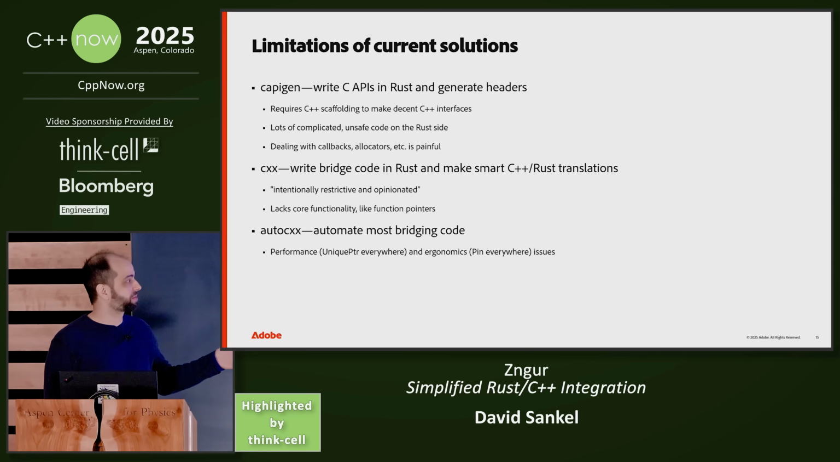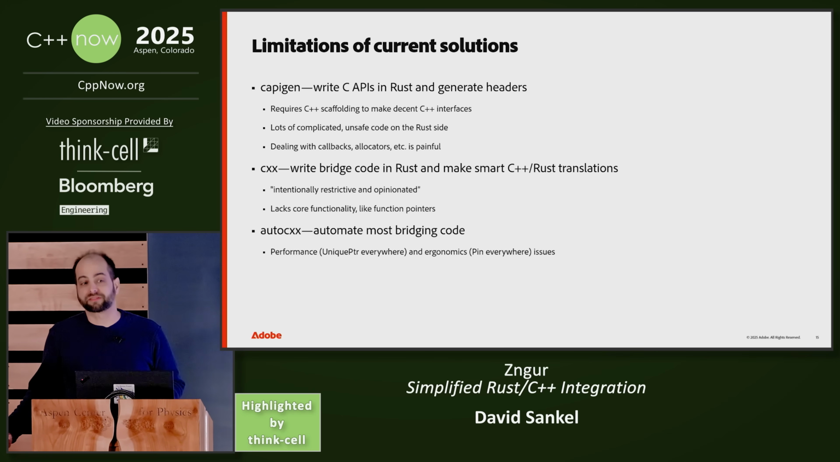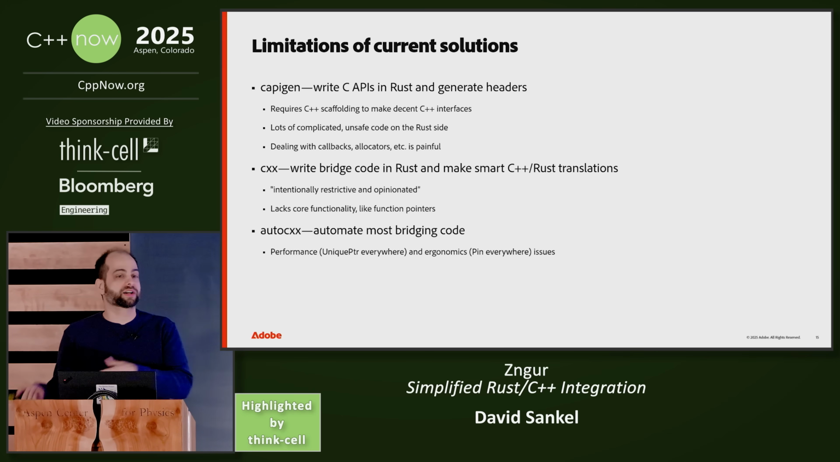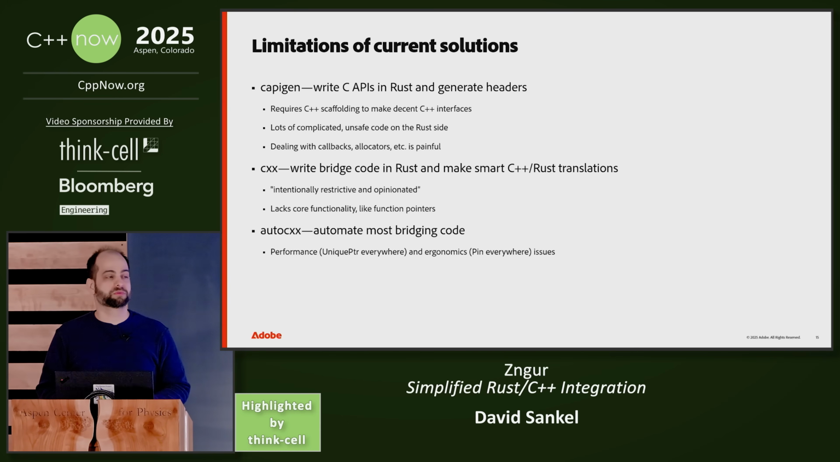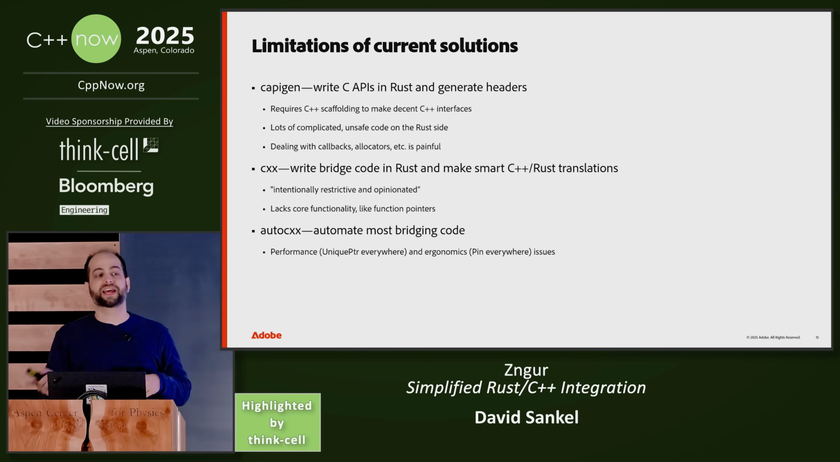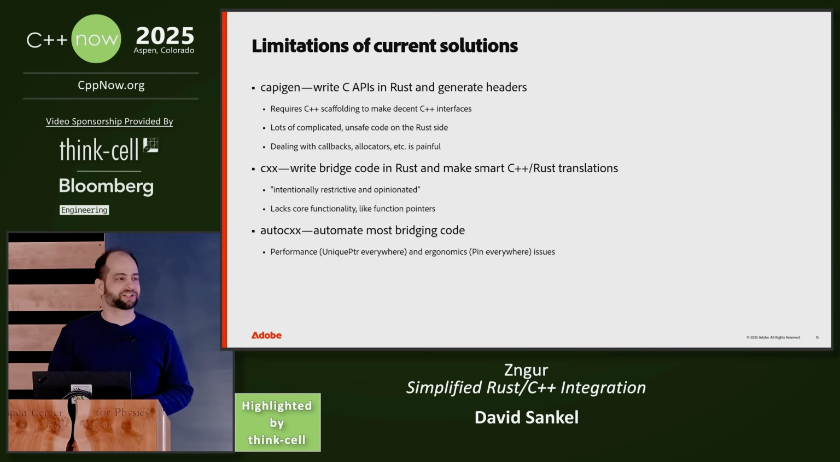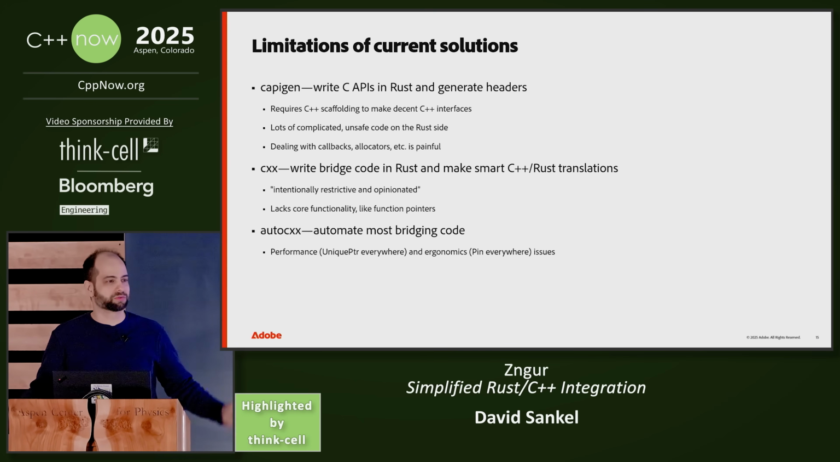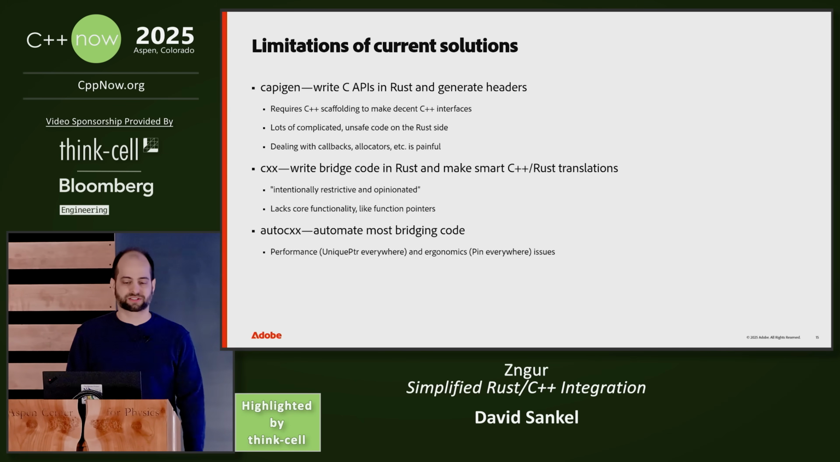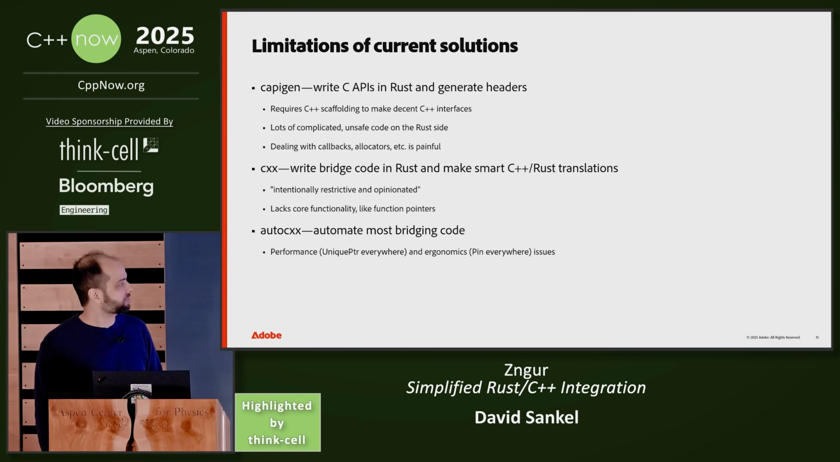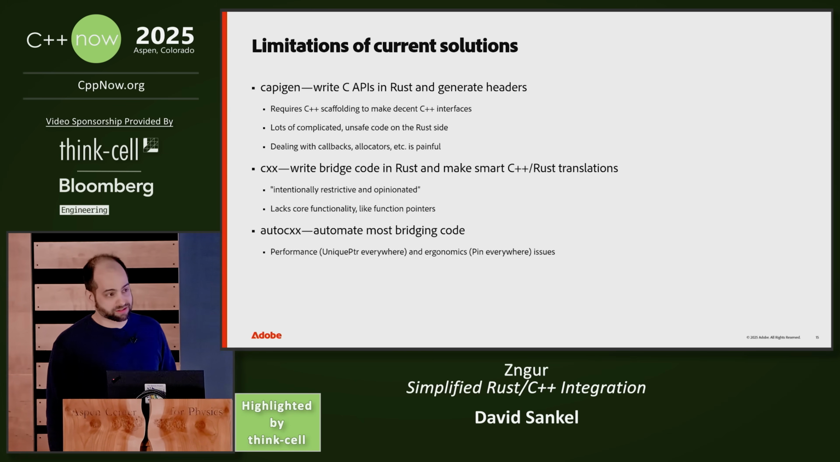Then you have to deal with callbacks and allocators in a C way, right? So if you pass a string over to Rust, then you also need to provide some kind of deallocator for that string if Rust is taking the ownership of it. If you do callbacks, you need to do that void star trick that you used to always do with C. So it's not great.